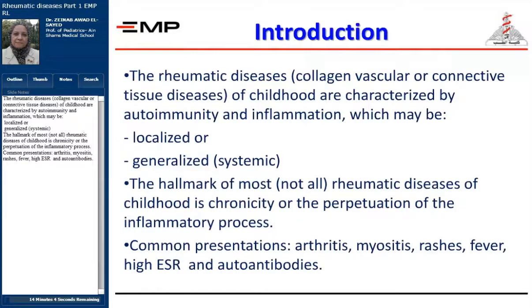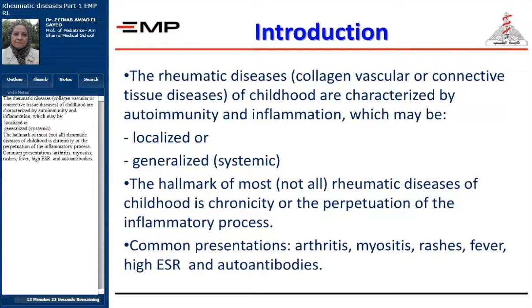The rheumatic diseases of childhood, also called collagen vascular diseases or autoimmune connective tissue diseases, are characterized by autoimmunity and inflammation that might be localized, as in organ-specific autoimmune diseases, or generalized, as in the systemic autoimmune diseases. The hallmark of most of these conditions is chronicity. They take a chronic course, but the course exhibits periods of exacerbations and flares of the disease and periods of quiescence of the disease.